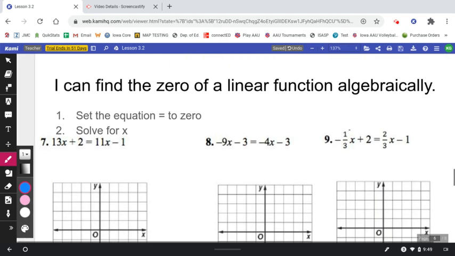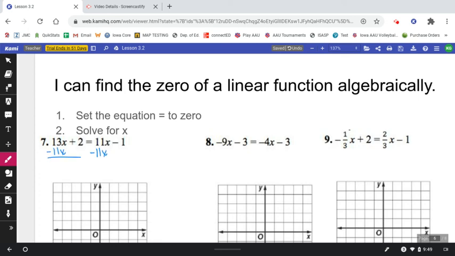Okay, if we want to do it algebraically, what we're going to have to do is set the equation equal to 0 and then solve for x. So number 7 here, I'm going to subtract 11x from both sides. So that would give me 2x plus 2 equals -1. Subtract 2 from each side, so I get 2x equals -3. Divide by 2, so x equals -3/2. So my 0 is at -3/2, 0.